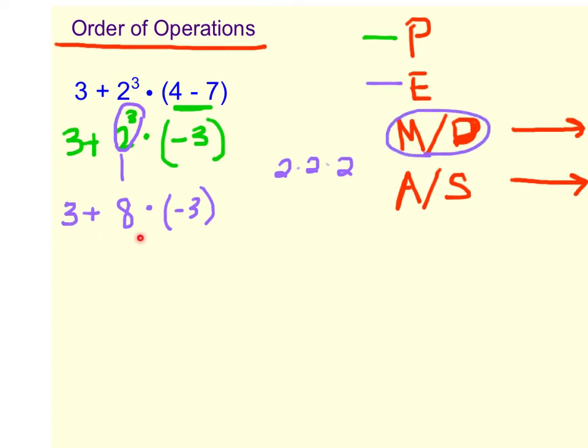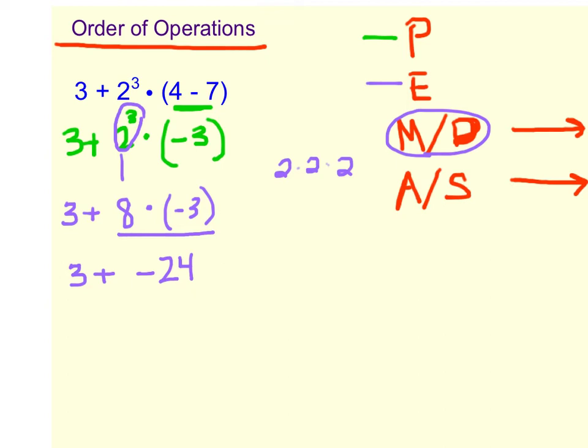So left to right, I see, oh, here's the multiplication. And the multiplication is to do 8 times a negative 3. So positive times a negative, I know my answer will be negative. And then 8 times negative 3, or 8 times 3 is 24, but we know that it's a negative 24. And then I just bring down the rest of the problem, 3 plus a negative 24.